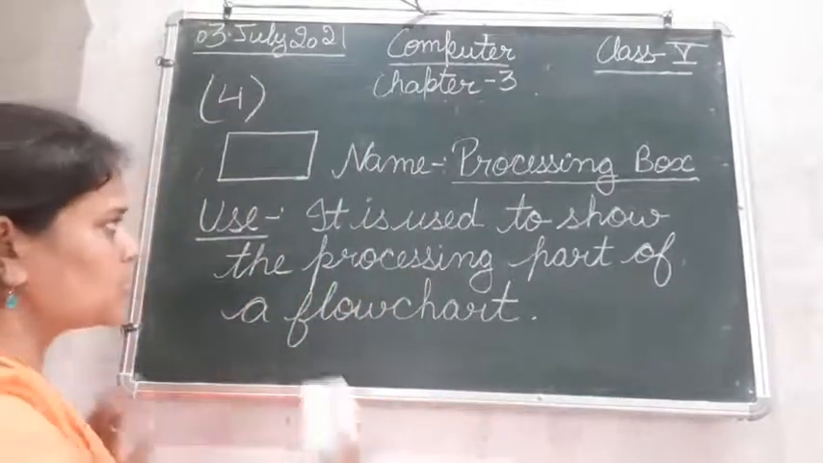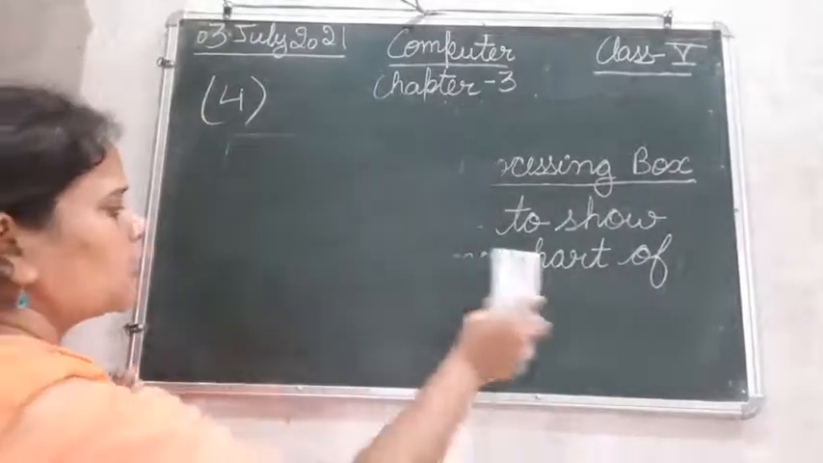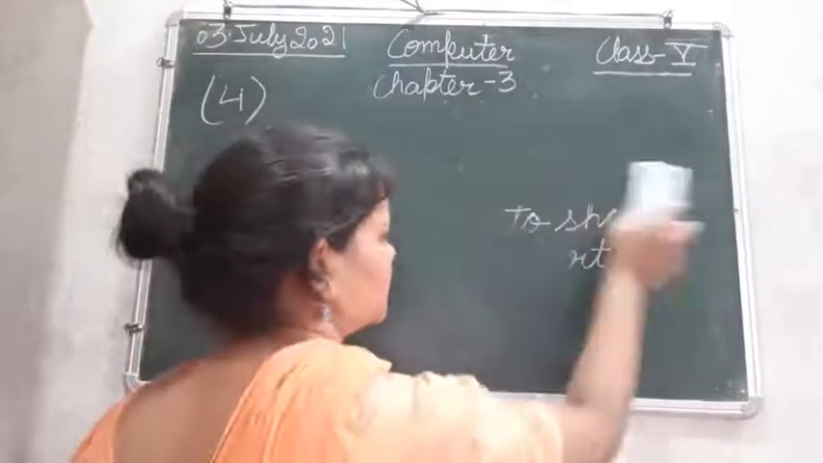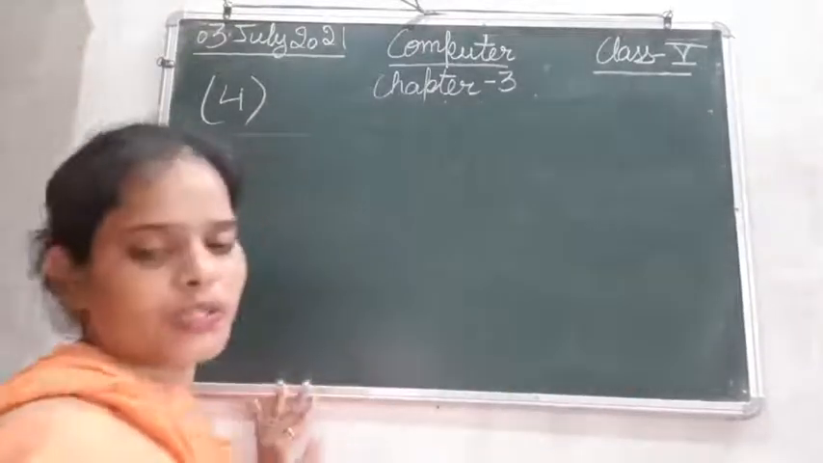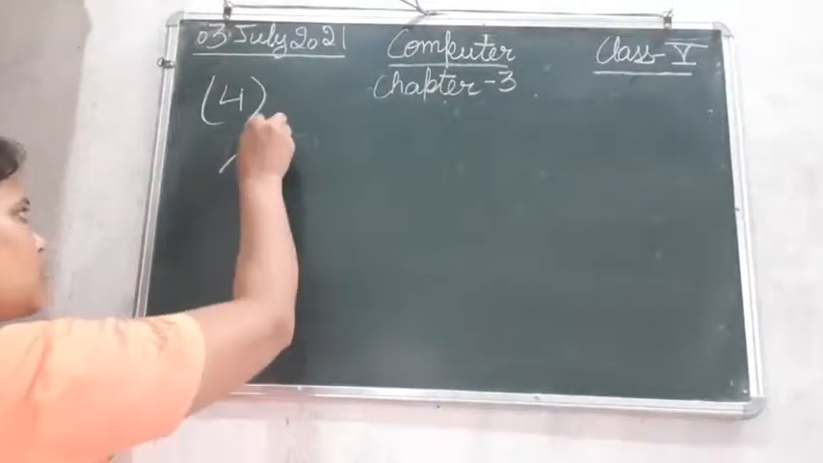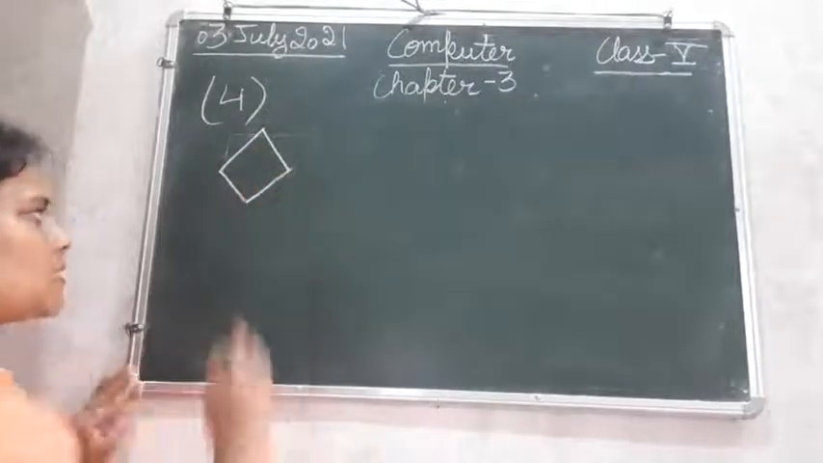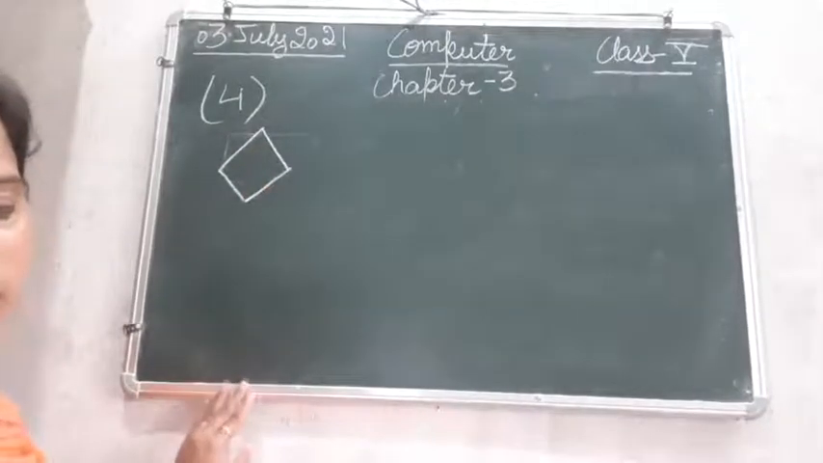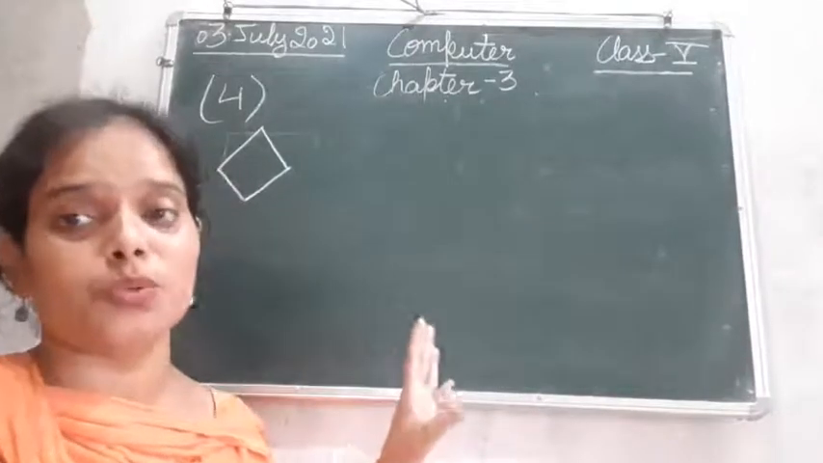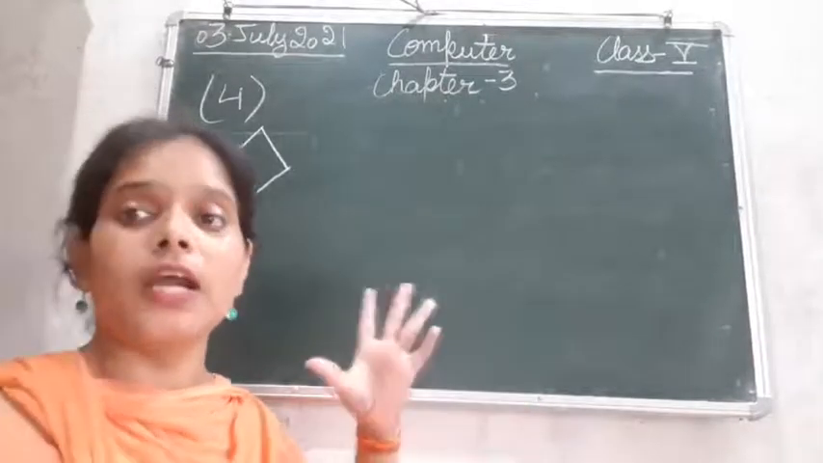So rhombus is known as which symbol? The rhombus जो symbol है हमारा वो किस लिए use होता है? It's a decision box. Okay. चलिए रुकिए. So the next is a rhombus. This is a symbol. Okay, this is the rhombus. Okay, and this is a rhombus shaped box. This is used as a decision box.